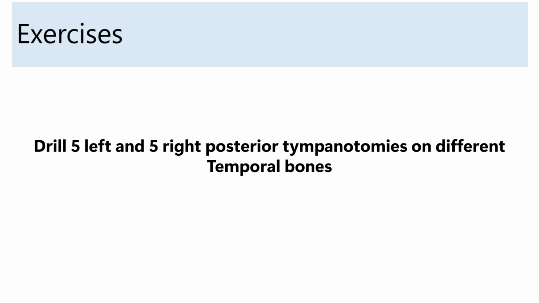And now it's your turn. Drill 5 left and 5 right posterior tympanotomies on different temporal bones on your Voxel-Manual simulator.